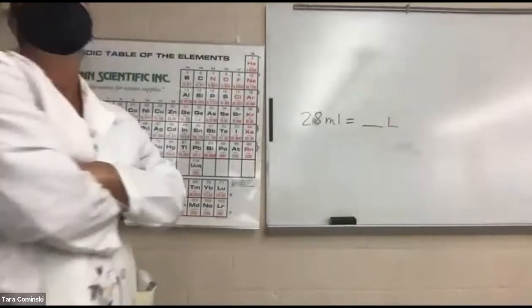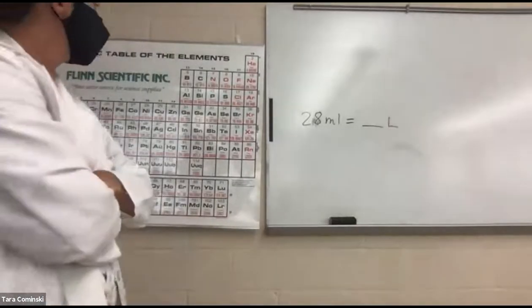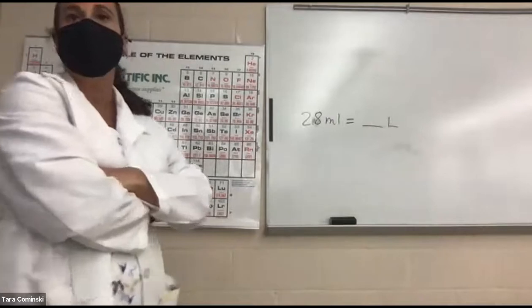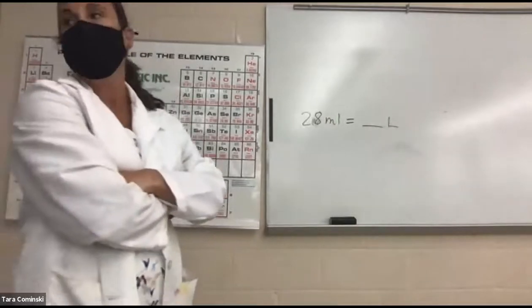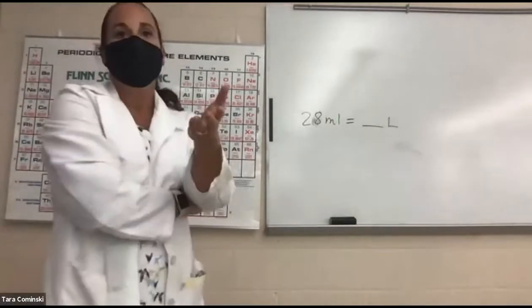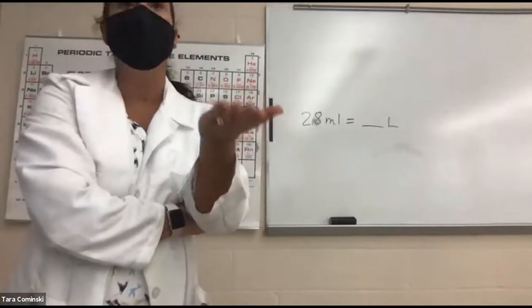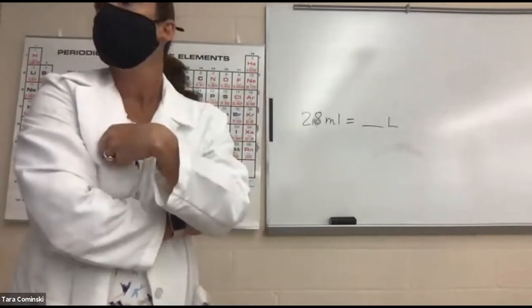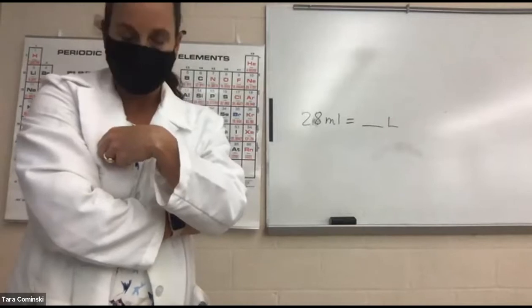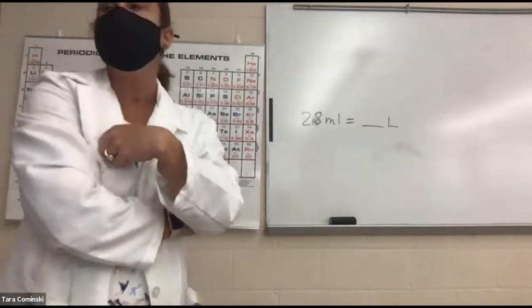So what do you got? What are we going to do? What do we need to know? What's our first thing that we need to know? How many milliliters are in a liter? It's 1,000 milliliters in 1 liter. Good. 1,000 milliliters in 1 liter.